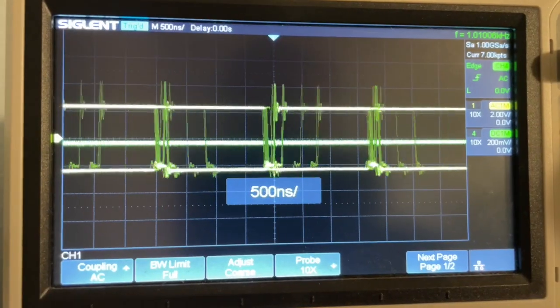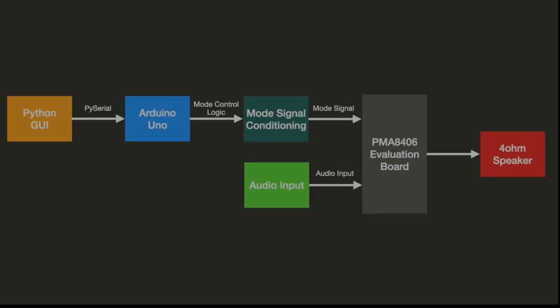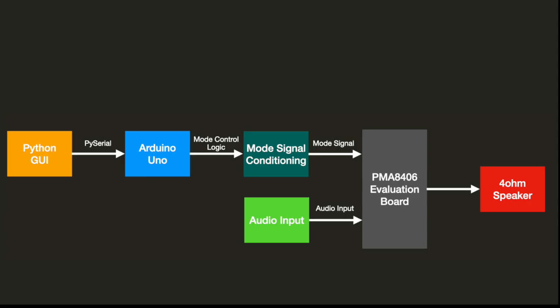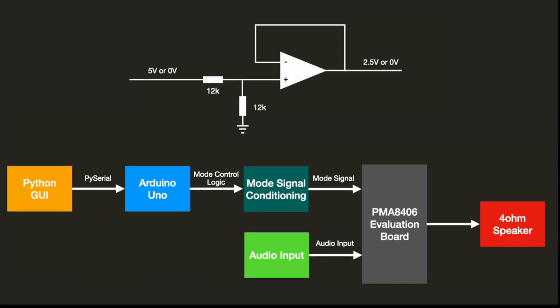Let's go ahead and take a look at the systems level diagram used in this circuit in the evaluation. We first have a Python GUI. This Python GUI is responsible to send the signals to the Arduino to select the mode. We then need to condition that mode logic because the chip is expecting less voltage than the Arduino is providing. The Arduino provides a 5 volt or a 0 volt signal, and we need to scale that down to not overload the chip. That's what this mode signal conditioning block represents, which is the circuitry on the board we saw previously.